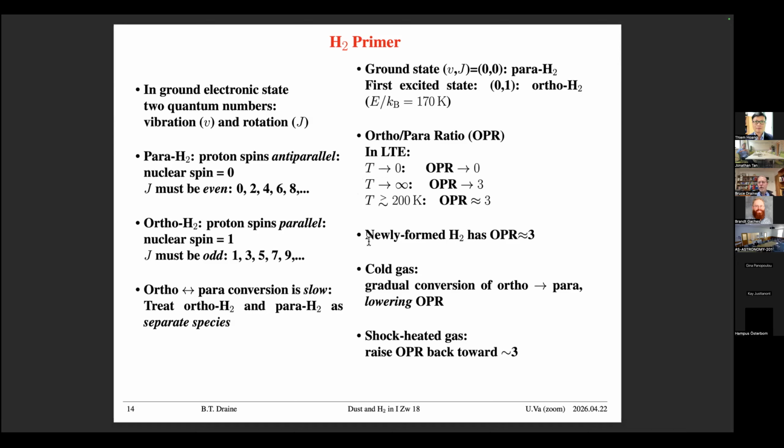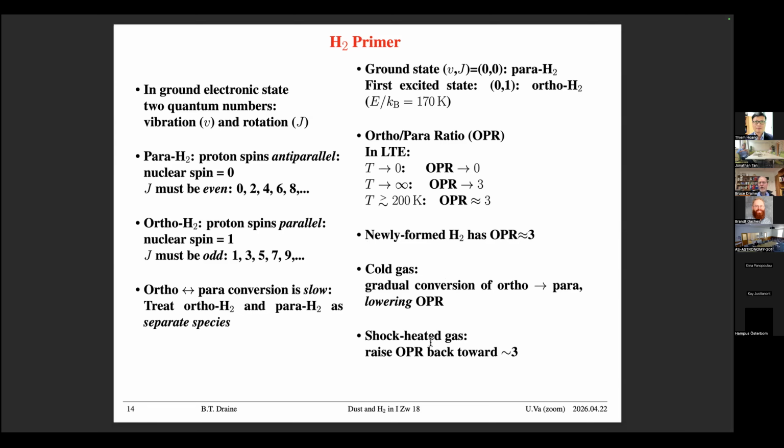And we think that newly formed molecular hydrogen starts off with an ortho-para ratio of 3 after formation on dust grains. And then in cold gas, you could gradually convert the ortho to para, and lower the initial value of 3 down to some lower value, maybe 1 or 2, or maybe say 2. And when we look around the interstellar medium, where we can measure the excited molecular hydrogen, we often find ortho-para ratios of something in the range of 2 in various regions.